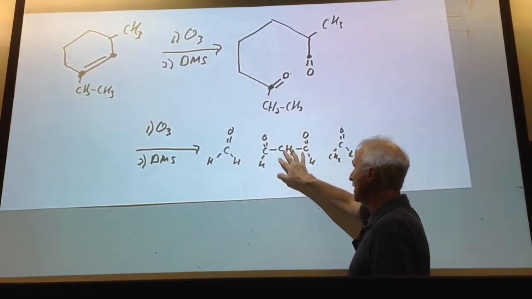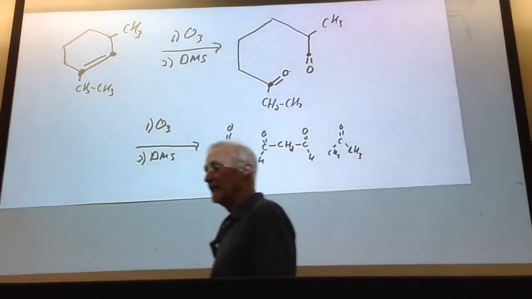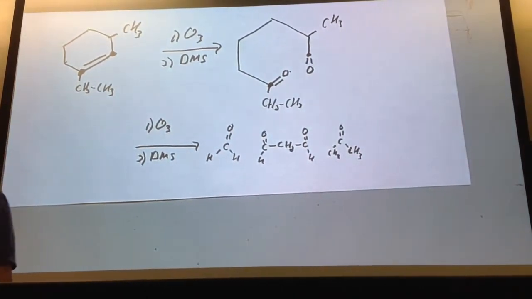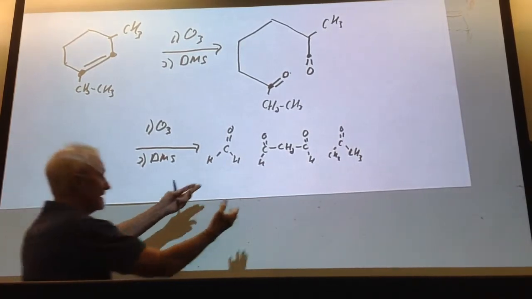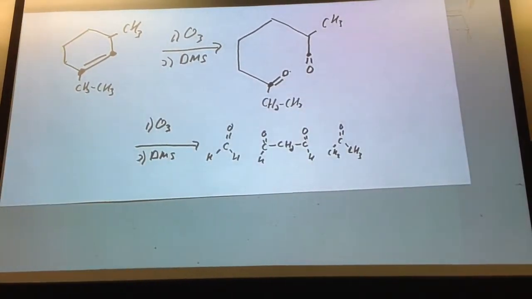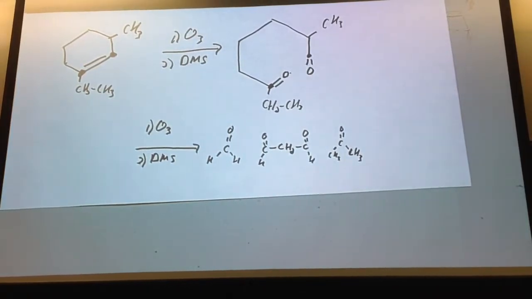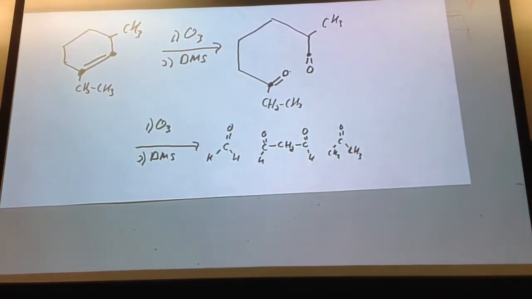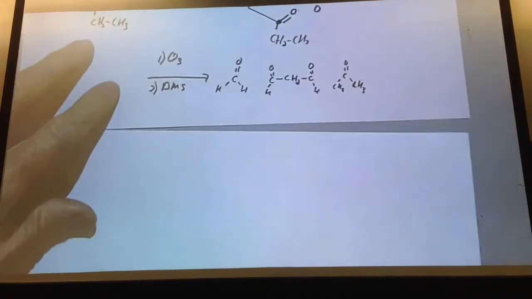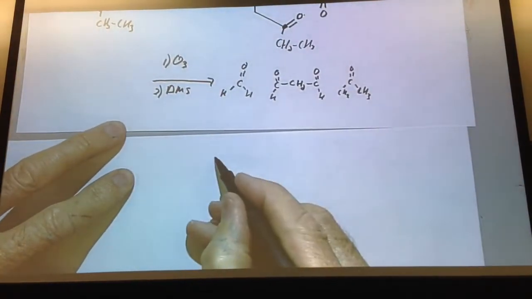If this is the only product, then you had a ring. You're going to get one product, so your starting material was a ring, and you just swing these two ends together and connect them. But if you got more than one product, you probably don't have a ring. So the answer to this one is how you figure it out: just line everybody up.